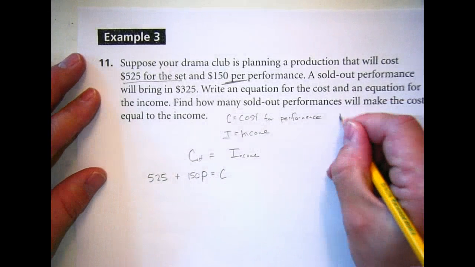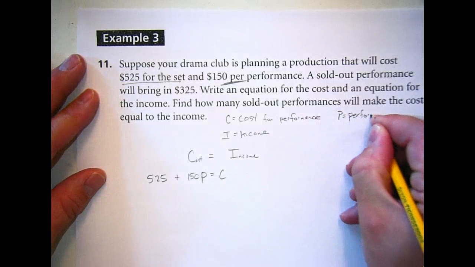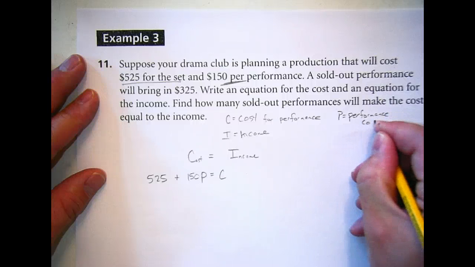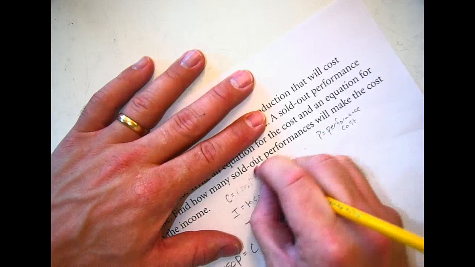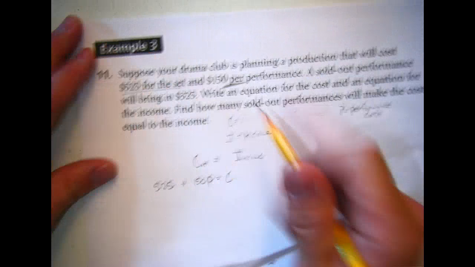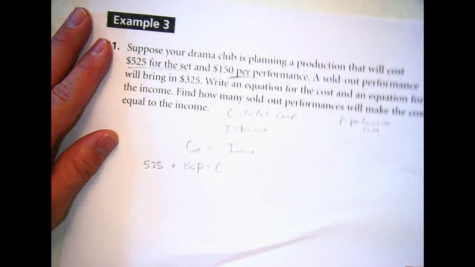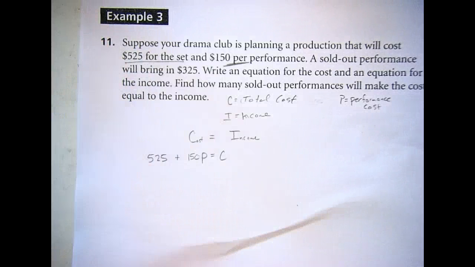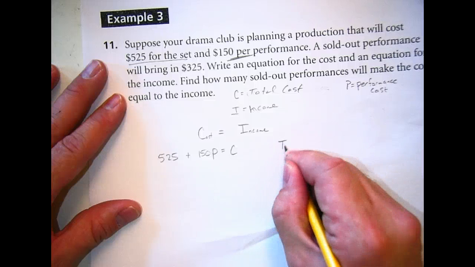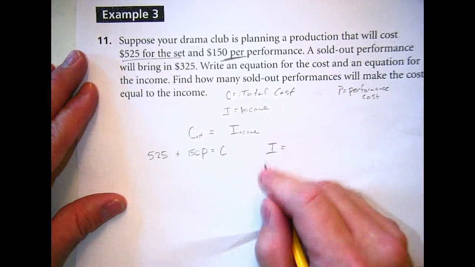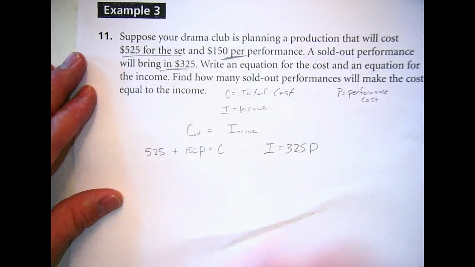So if we add another variable, I'll just use X. So this could be your total cost. Is that what you used, Bella? Okay. All right, how about income? I equals 325p. Each performance brings in 325p.